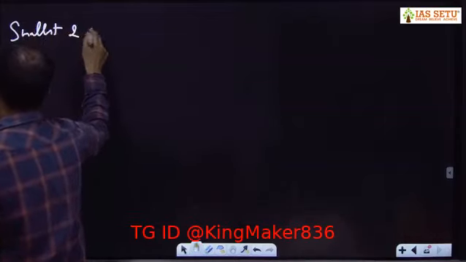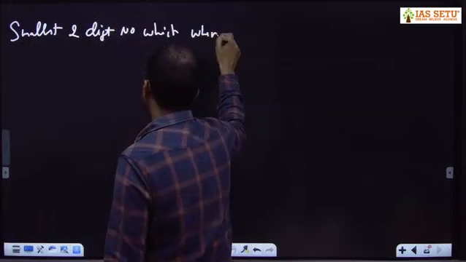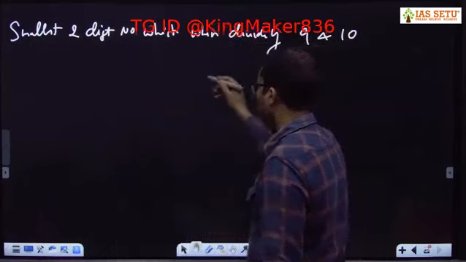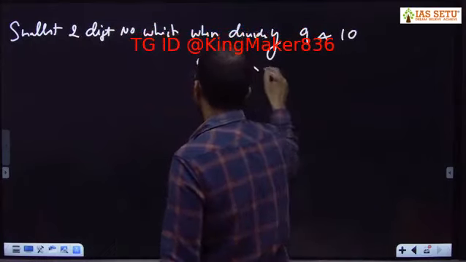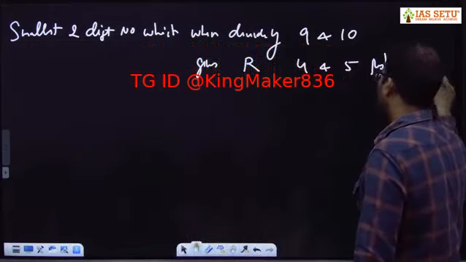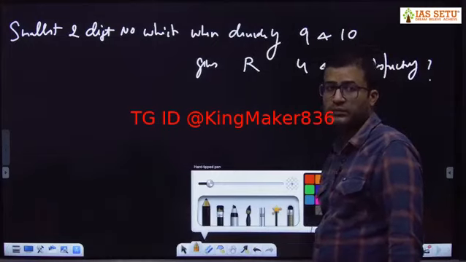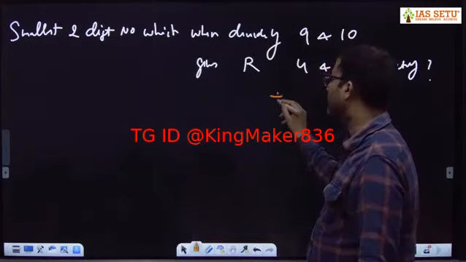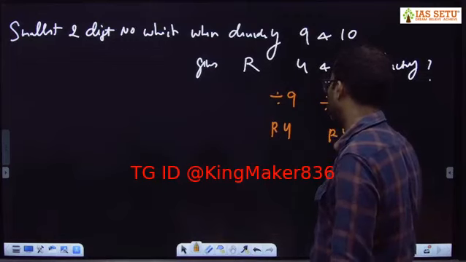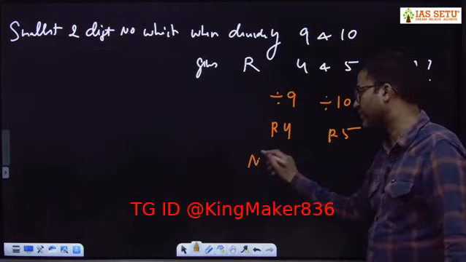Smallest 2-digit number which when divided by 9 and 10 gives remainder 4 and 5 respectively. So it means when we divide a number by 9, we get remainder 4. Same number divided by 10 gives you remainder 5. Since your positive remainders are different, let us identify the negative remainder.